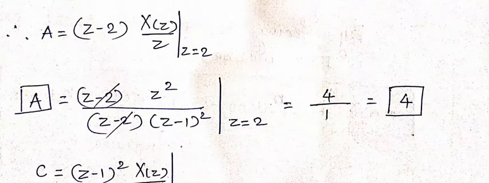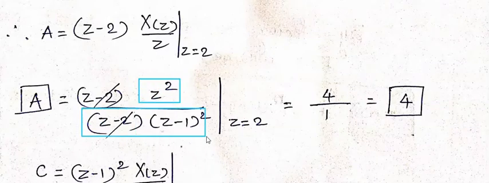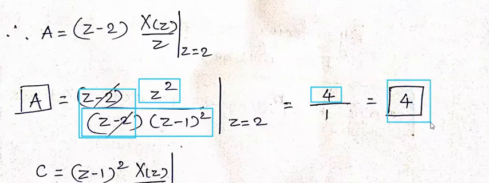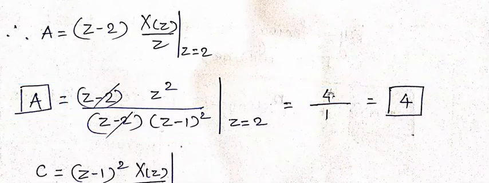By putting the value of x of z by z, which is nothing but z square divided by z minus 2 into z minus 1 square, the z minus 2 and z minus 2 will be cancelled. Whatever term remains, just put z equal to 2. You will get 2 square, that is 4, and this one is 2 minus 1 bracket square, that is 1. So this gives the value of a, that is equal to 4.